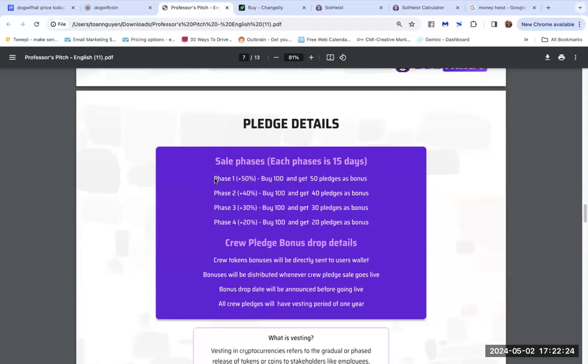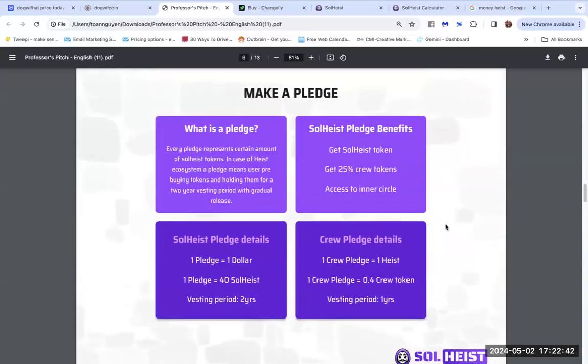After phase 1 is done, phase 2 will allow you to get a 40% bonus. So again, you bought 100, you're going to get an additional 40 in pledges. After that, phase 3 will get you a 30% bonus, and phase 4, which is the last 15 days, will still get you a 20% bonus. So these are the 4 main benefits, because here's the thing.